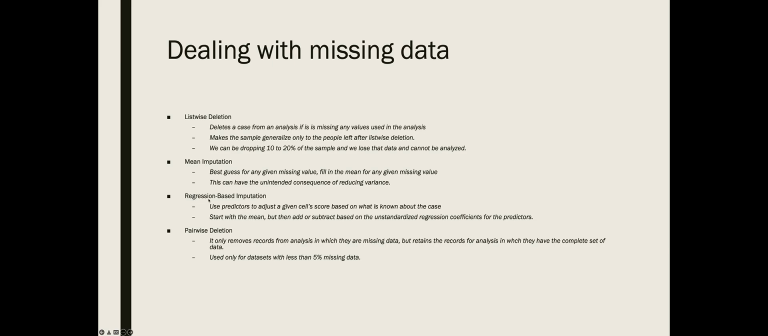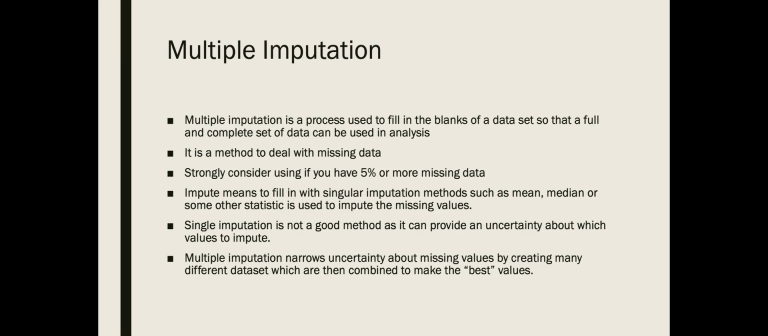Okay. So we have the regression-based imputation, which uses a predictor to adjust the given cell score based on what is known about the case. We start with the mean, then add or subtract based on the regression coefficients for the predictors. It's a more modern method. We also have pairwise deletion, which only removes records from the analysis in which they are missing data, but retains the records for analyses in which they have the complete set of data. It's used only for data sets with less than 5% missing data. Okay, so next, multiple imputation.